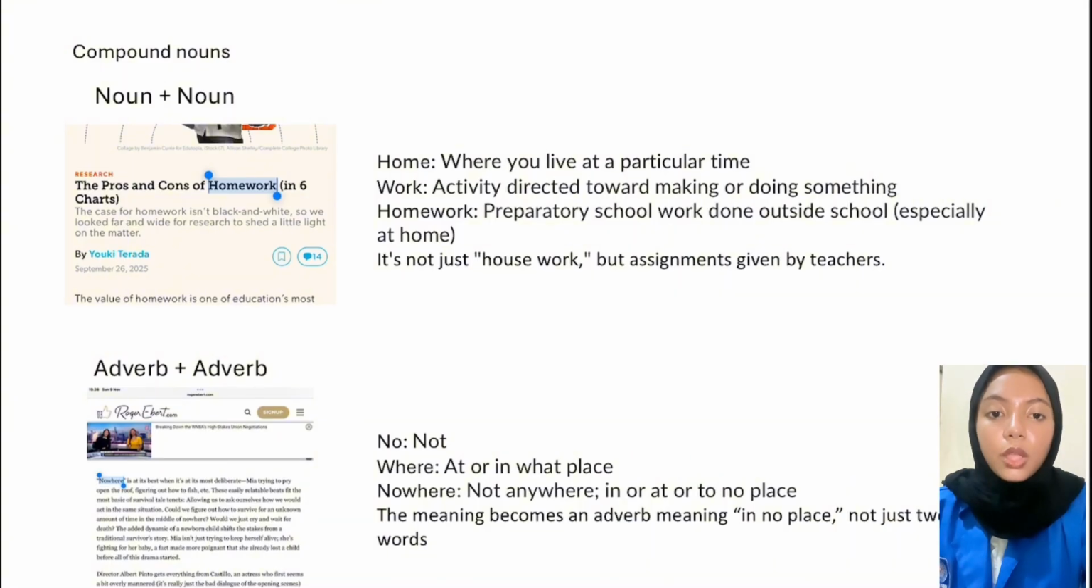And next I have nowhere, adverb plus adverb. No is not, and where is at or in what place. Nowhere, not anywhere, in or to no place. The meaning becomes an adverb meaning in no place, not just two separate words.